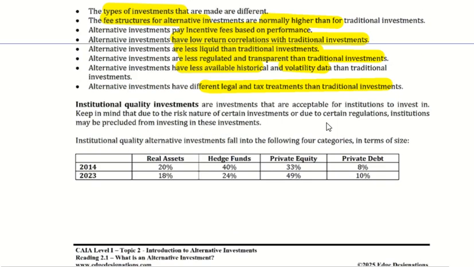Looking at institutional quality investments, these are investments that are acceptable, as we say, for institutions to invest in. That's why you often found that the institutions went more for the stocks and bonds, because those were more suited towards institutions. Those were the ones that were acceptable to them. We are now moving across to try and get the institutions excited and investing in alternatives as well. Institutional quality alternative investments fall into the following 4 categories.